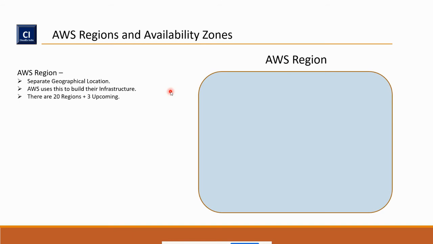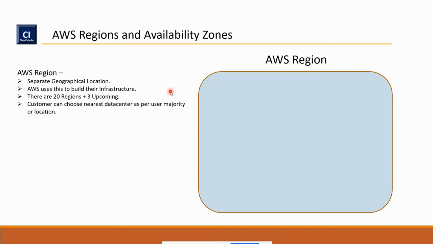There are 20 regions available at this moment. Those 20 are active and three are upcoming. One is Spain and there are two others. You can go on the AWS site and verify those as well.